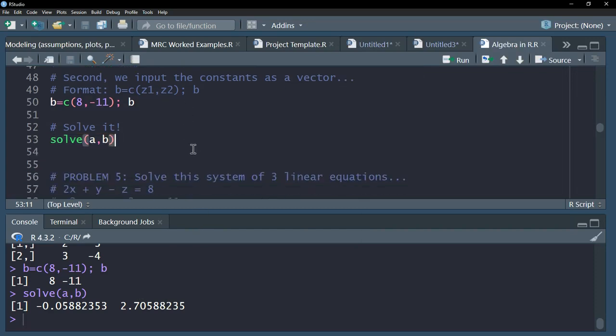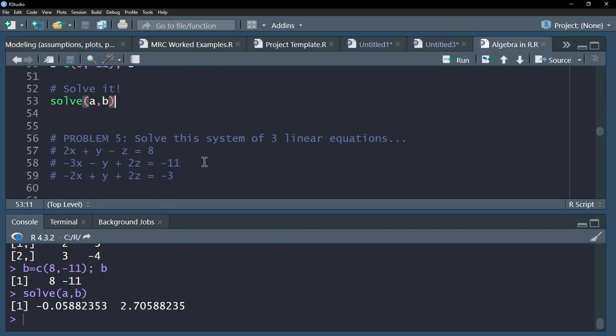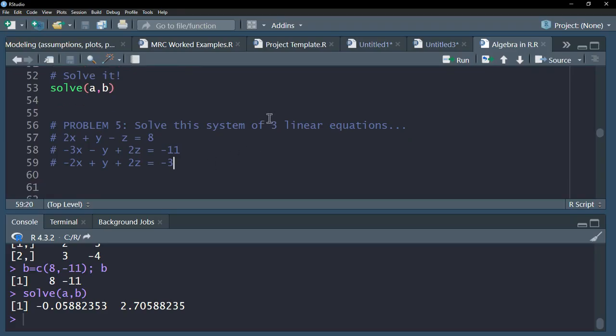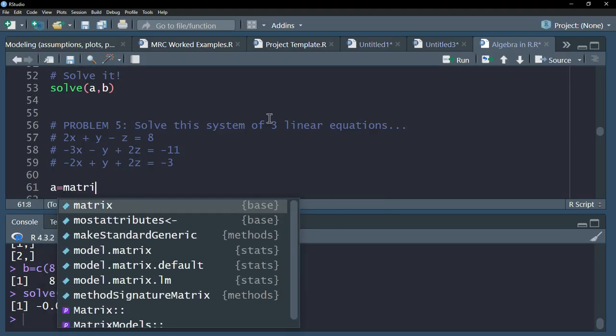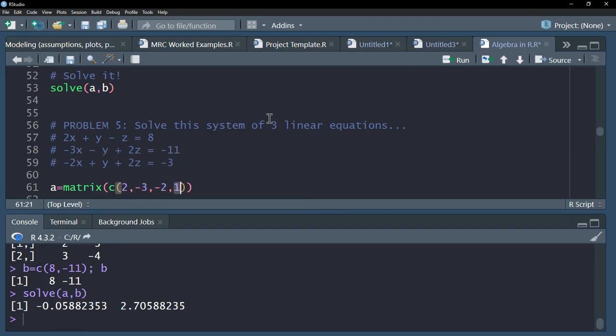Now we can take it up a notch. We can solve a system of 3 linear equations. So here I've got 3 different equations. I'm going to do it faster this time, but I'm going to use the same procedure. So A is equal to a matrix of a combination of things, 2, -3, -2, 1, -1, 1, -1, 2, 2. So that was 2, -3, -2, 1, -1, 1, -1, 2, 2. That's where that's coming from.